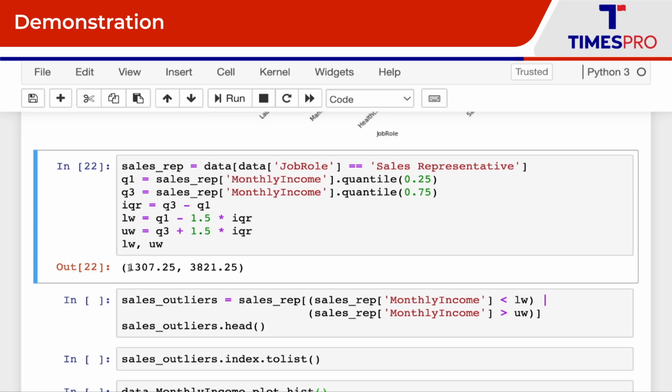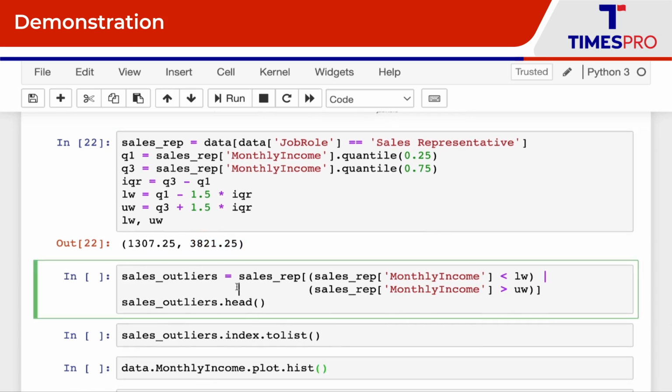So the lower whisker value is 1307. So for any sales representative, if the monthly income is less than 1307, we can consider that as an outlier. Likewise, any sales representative whose monthly income value is higher than 3821, we can consider them as an outlier. So that is based on the statistical analysis that we have done.